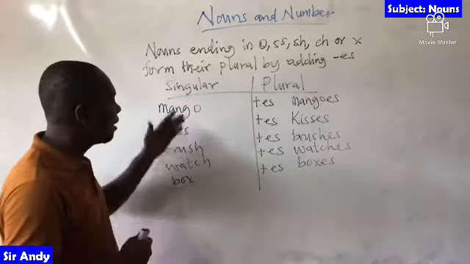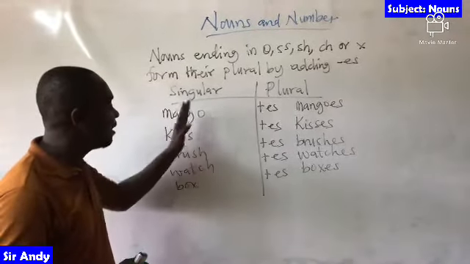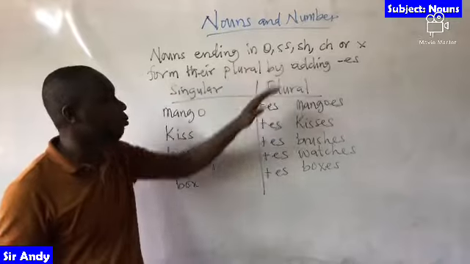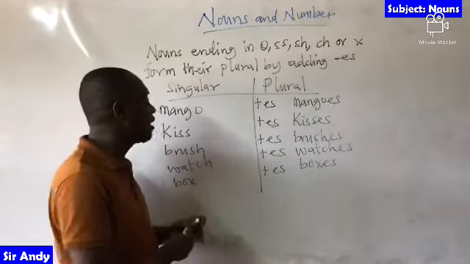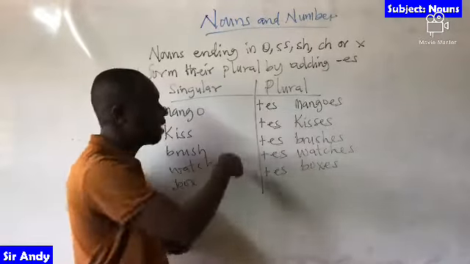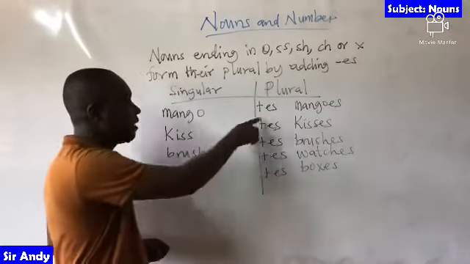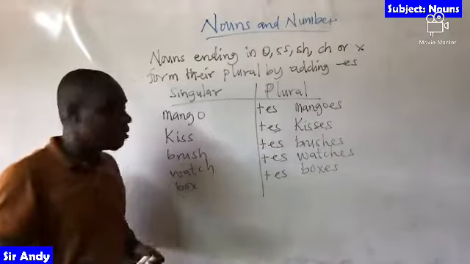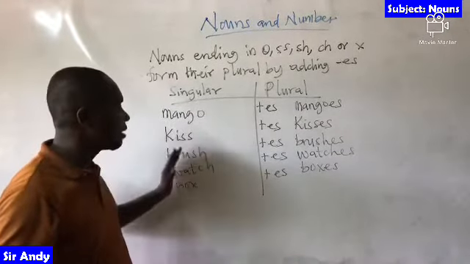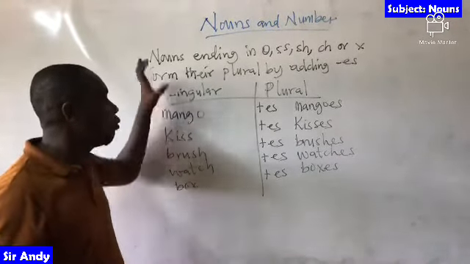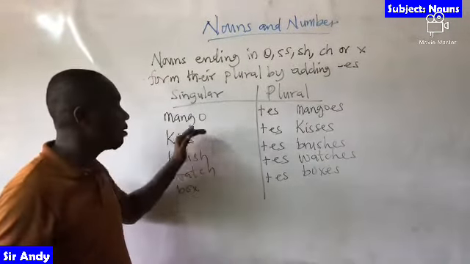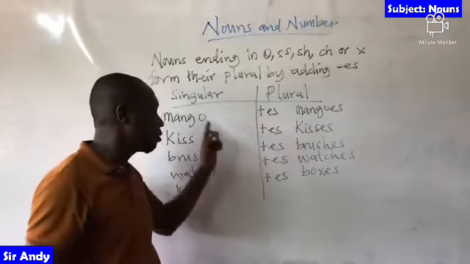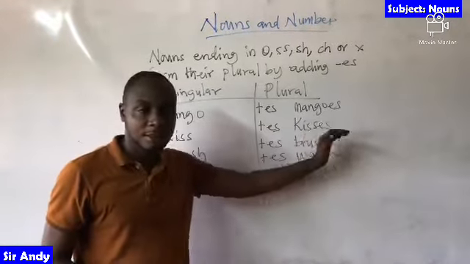So all these words ending with these sounds we've just mentioned take their plural forms by adding ES to them. You add ES to these words so that they can move from singular forms to their plural forms. So mango, for instance, if you add ES to it, it becomes mangoes.